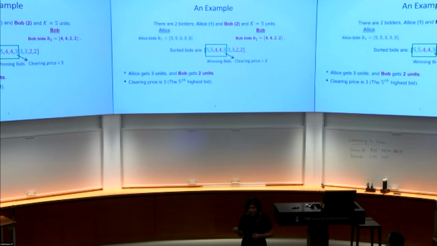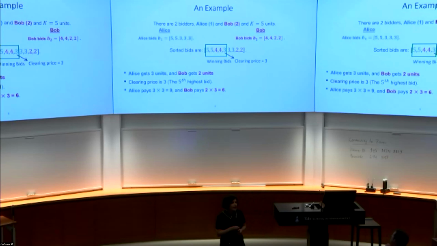So you will see that Alice gets 3 units, Bob gets 2 units, and the clearing price, as I said, would be $3. Alice pays 3 times 3, which is $9, and Bob pays 2 times 3, $6. Is it clear how it works?